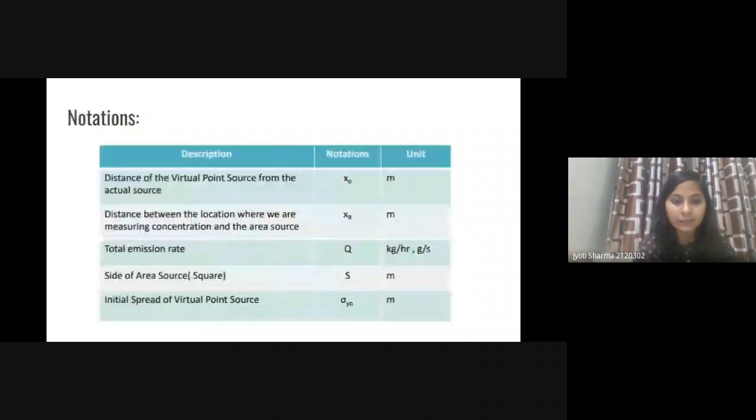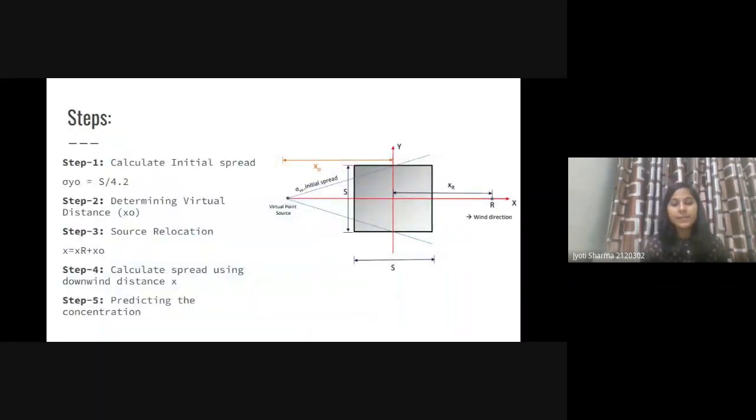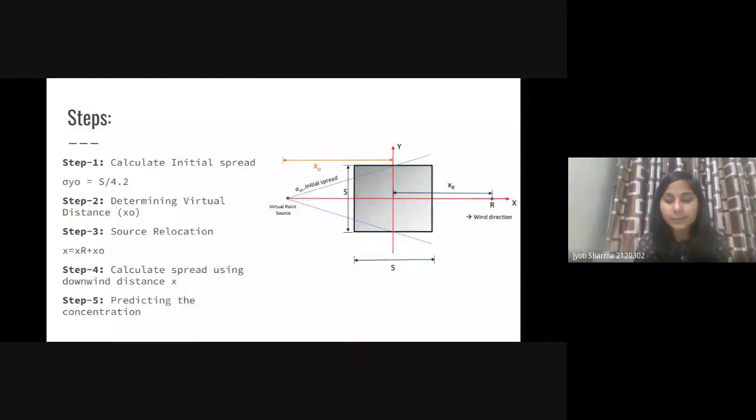So we will see here. Here are some notations: x node, xr, emission rate, side, and initial spread. So we have the units of those. Then these are the steps. First you will calculate the initial spread. The initial spread can be calculated by dividing the side of the square by 4.2. Then you will calculate the virtual distance.